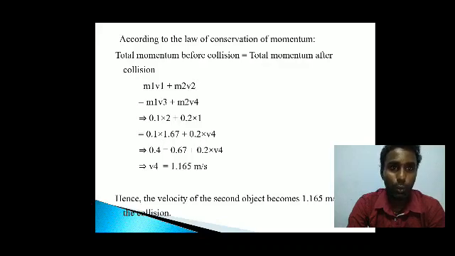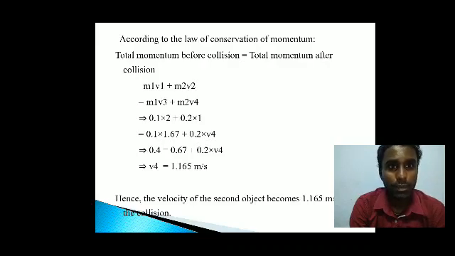into v4. Okay, see here, and if you equate that 0.67, it will come this side, which means it will come minus 0.4 minus 0.67, which is equal to 0.2 v4. And if you divide, you will get 1.165 meter per second. Okay, so hence the velocity of the second object becomes 1.165 meter per second.